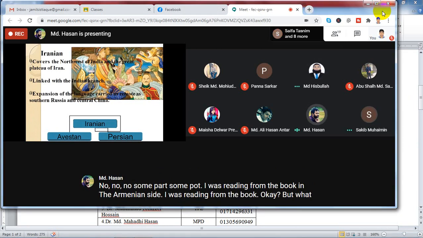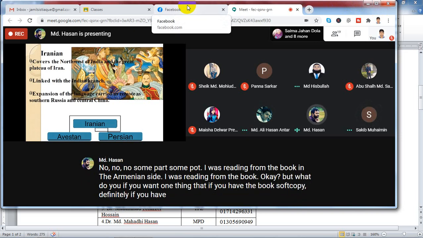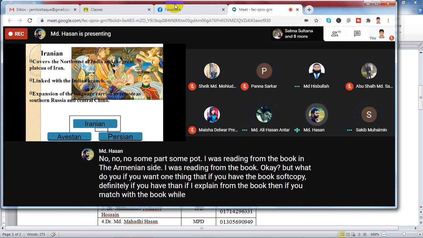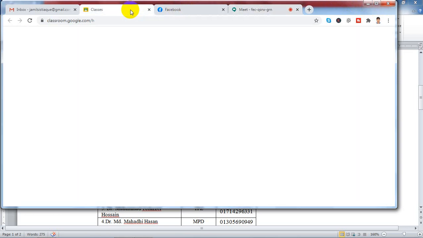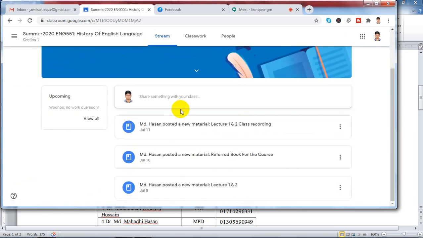If you have the book, the soft copy, then if I explain from the book and you match it with the book while the lecture goes on, the understanding may become more clear. I can explain that. Which one do you want?